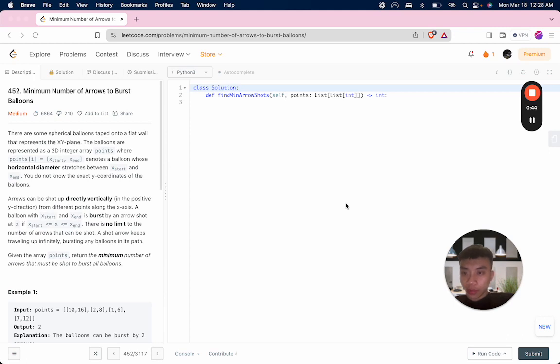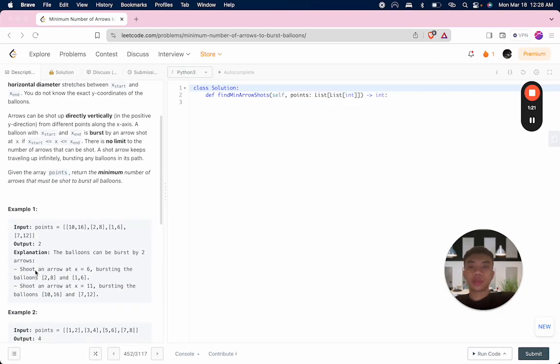Arrows can be shot up directly vertically in the positive Y direction from different points along the X axis. A balloon with x_start and x_end is burst by an arrow shot at x if x_start is less than or equal to x and x is less than or equal to x_end. There is no limit to the number of arrows that can be shot. A shot arrow keeps traveling up infinitely, bursting any balloons in its path. Given the array points, return the minimum number of arrows that must be shot to burst all balloons.